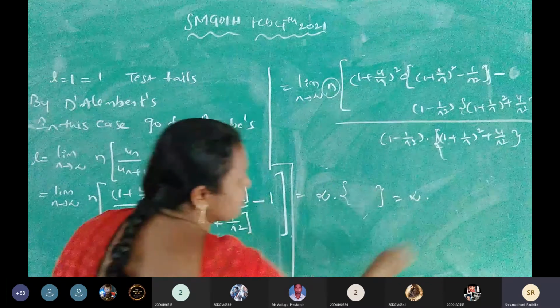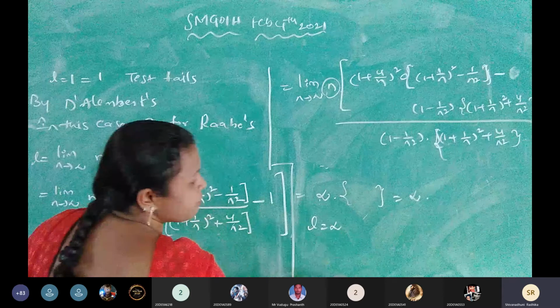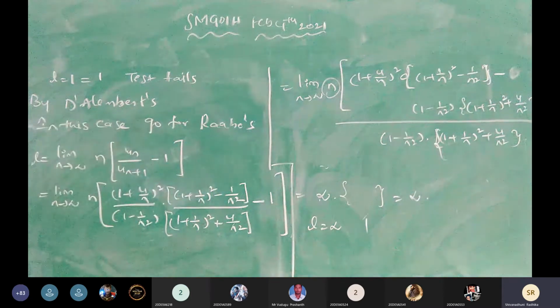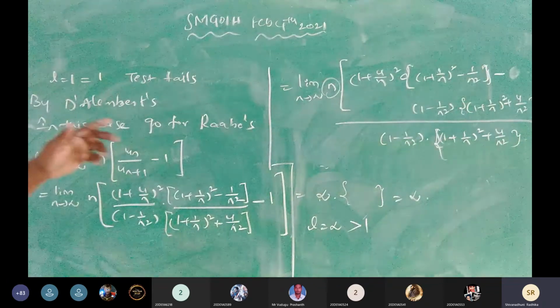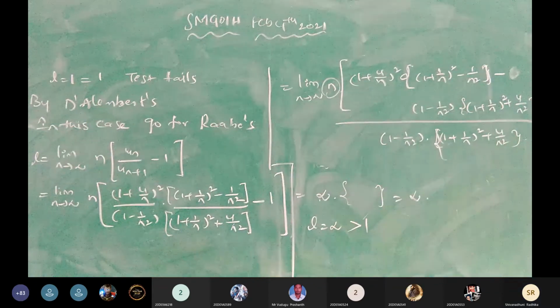Now n equals infinity, compare with 1. Is the infinite value bigger or smaller compared with 1? Bigger. What is the L value? Infinity. So this is greater than. Now L is greater than 1. Is that convergent or divergent? Convergent, using Raabe's test.